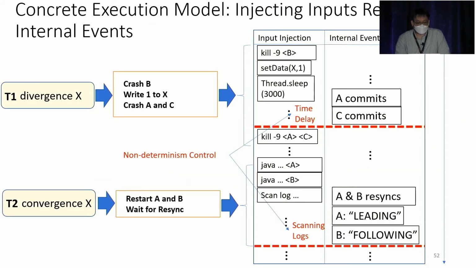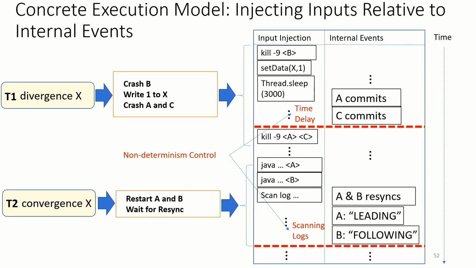And once inputs are generated, concrete executor injects them into the system under test at the correct timing relative to some internal events. So for example, we have a thread sleep for divergence transition after set data, but before kill -9 for A and C. This is to ensure that A and C commit the injected write operation before they get crashed. So if we don't have this time delay, it's possible that A and C crash before they commit it. So the test is going to be deviated from our intention.